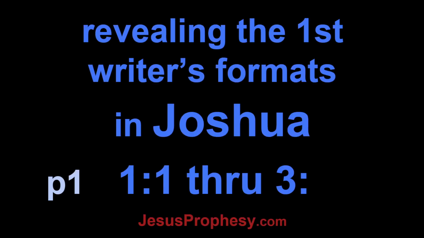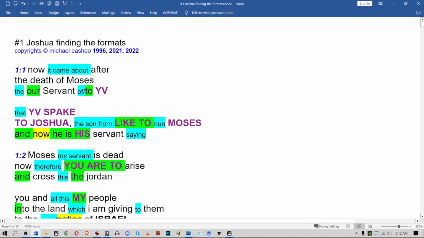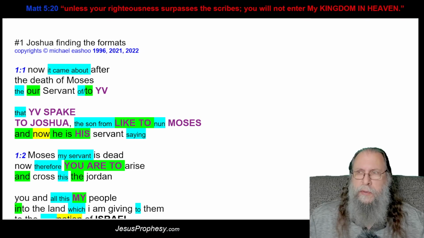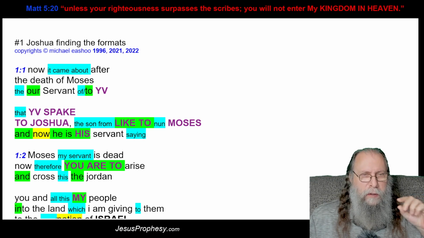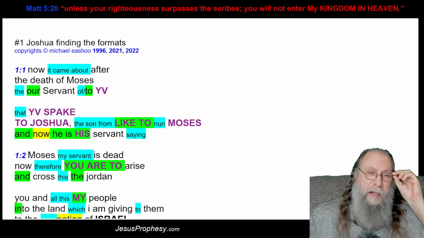Revealing the first writers' formats in Joshua, Part 1. These were found by me finding an error in Psalm 78. One verse started off or read out of place. If you look in the description box below, you will see a video link for Psalm 78.